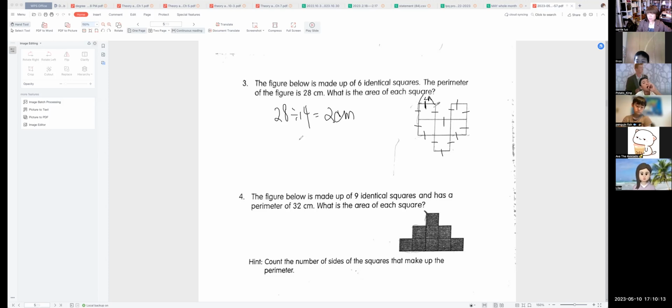So what is the area of each square? 2 times 2 equals 4 centimeters square. Very good, Potato King, and very good, Athene. Good job. Okay, next one.